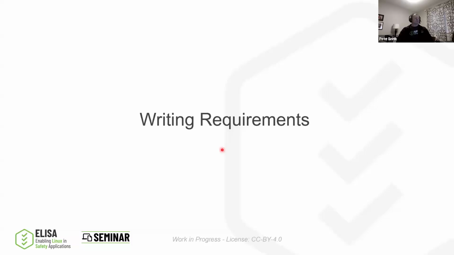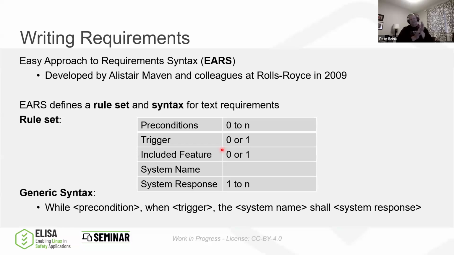So, writing requirements. I will introduce the topic here of EARS. EARS is the Easy Approach to Requirements Syntax, and it was developed by Alistair Mavin and his colleagues at Rolls-Royce in 2009. For people who don't know, Rolls-Royce makes jet engines, and in the UK, it's one of the divisions, and they sat down.